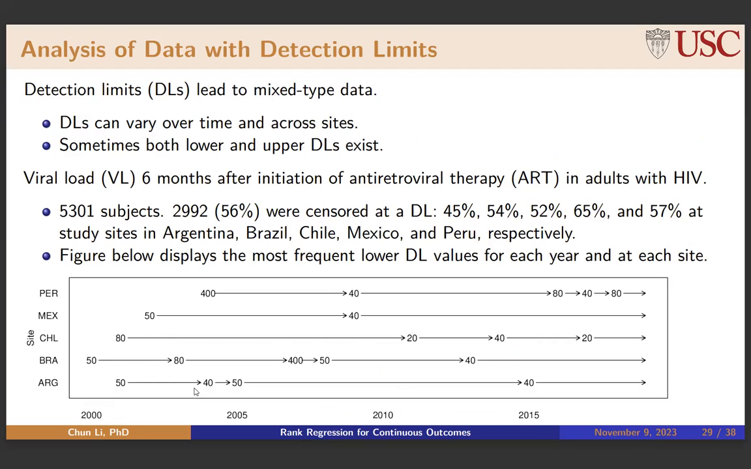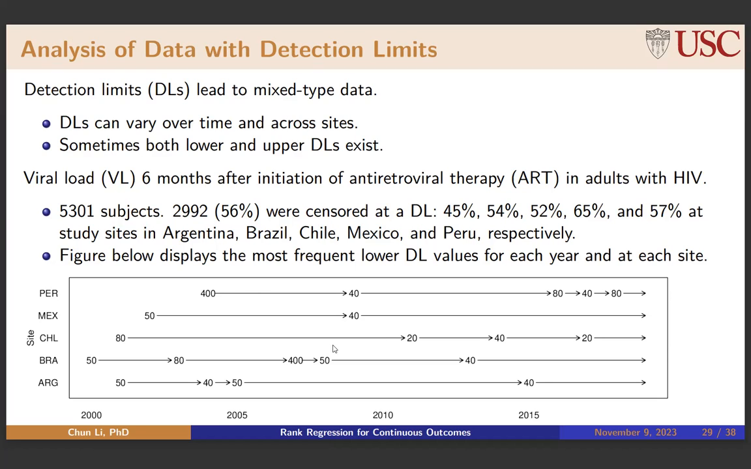Oftentimes there's a lower detection limit, but sometimes there's also an upper detection limit. After the detection limit, what you have is mixed type data. You have some observations observed, but some censored. All you know is it's below a certain threshold, but you don't know where. So it's mixed type data. It's censored data, essentially. And the detection limit can vary over time and across sites.